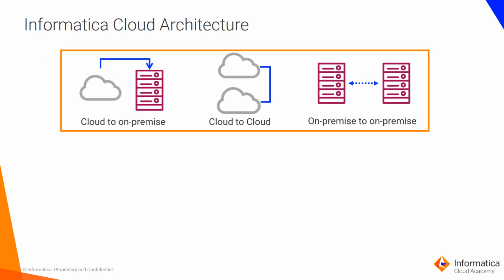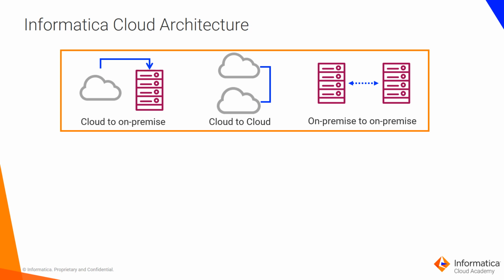Informatica Cloud delivers an optimized architecture for cloud to on-premise integration, also providing cloud-to-cloud and on-premise to on-premise integration. Users connect to Informatica's multi-tenant cloud service. By multi-tenant, we mean that a group of users sharing common access to the Informatica Cloud application.